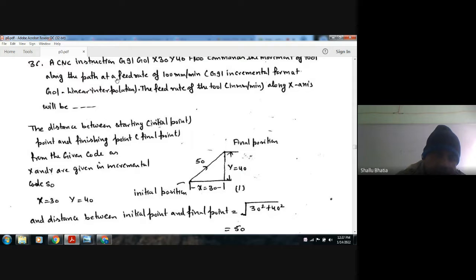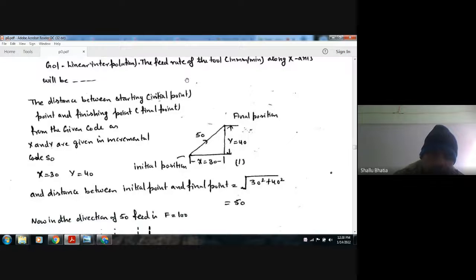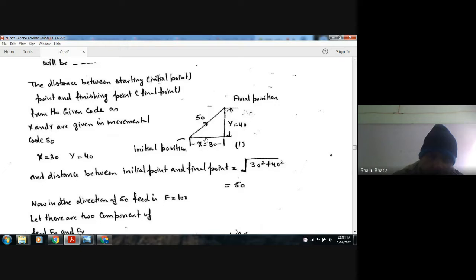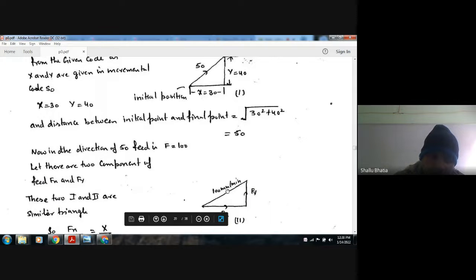So here the final point is at X30 and Y40, and the initial point is 0, 0. So the distance traveled is 50. The feed rate along this 50 is 100 mm per minute. Now you have to calculate the feed along this x.